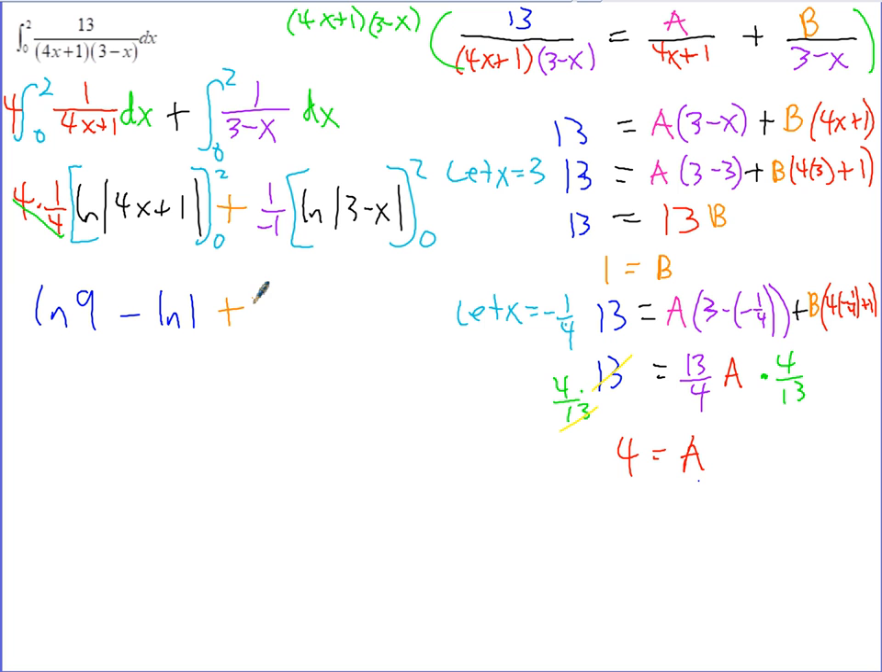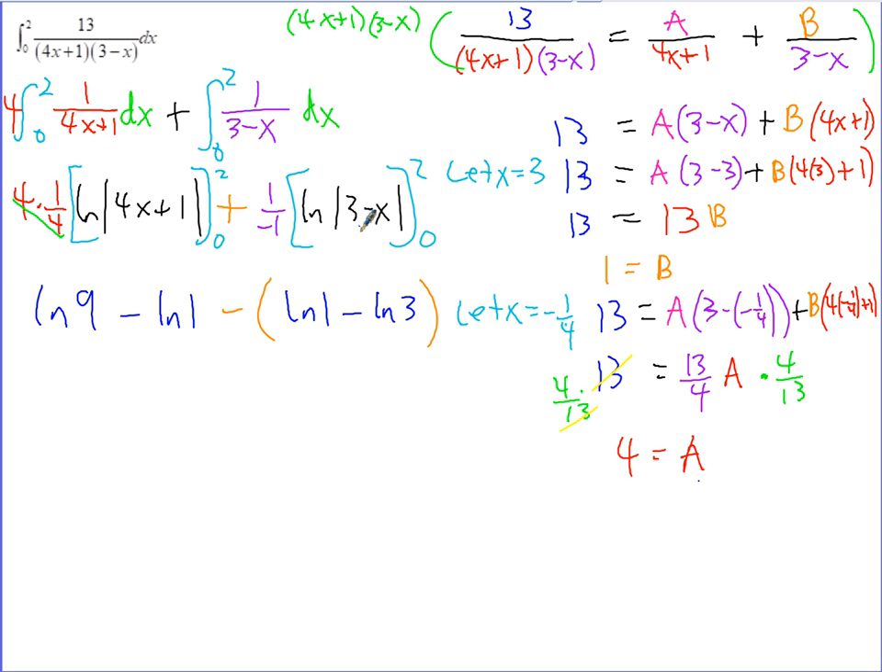Plus, oops, actually it's going to be minus. It was plus, but because of this negative right here, it's a minus, so it's minus this whole thing. And then when you substitute in 2, 3 minus 2 is 1, so you get natural log of 1, minus, when you substitute in 0, natural log of 3. Notice here the absolute values didn't have any effect. But if you substitute in the lower and upper limits and you get a negative number, the absolute value just changes it to positive. In this case, they're all positive.